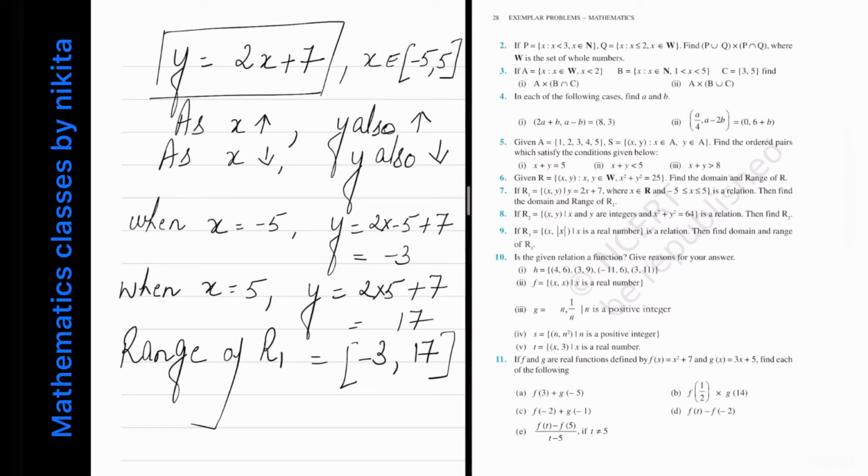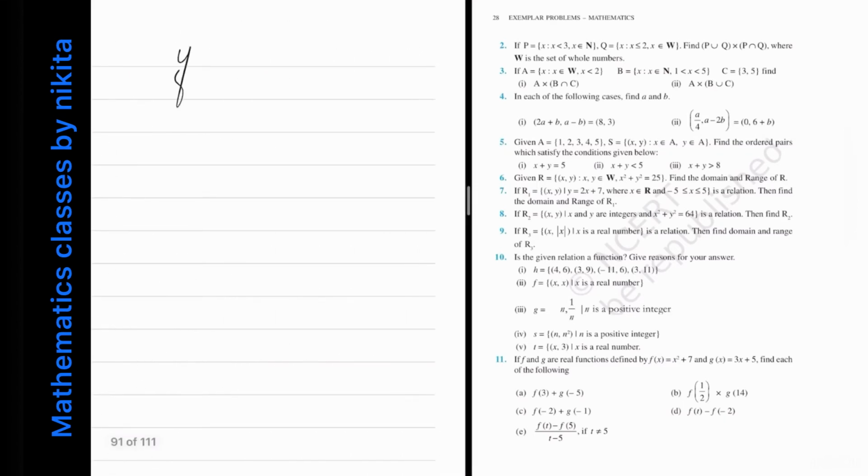So this is how you can find the range. But note that this is a function. R1 is a function. So just as you find the domain and range of a function, you have to find it in the same way. So like this you can. And I will tell you one more way of finding the range. y is given to be 2x plus 7. See x is lying between -5 and 5. Now somehow you have to bring this relation.